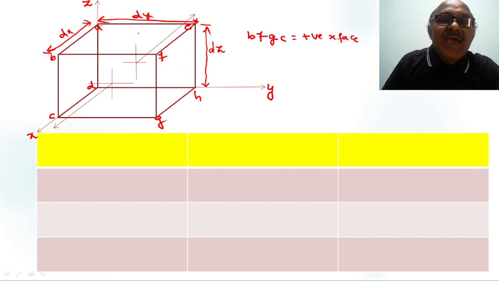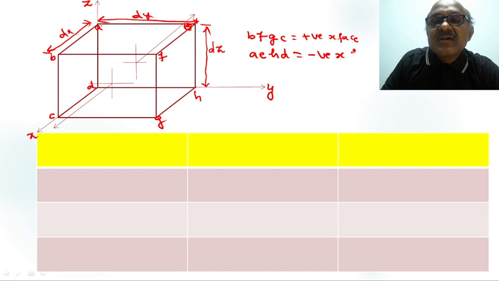Again, A, E, H, D. This is called the negative X phase. Negative X phase, my dear students.